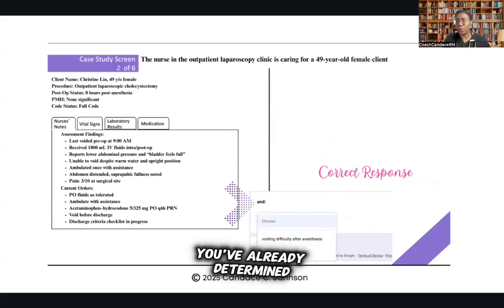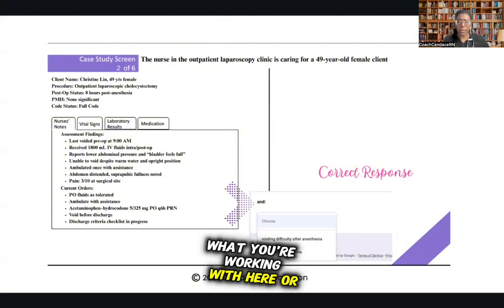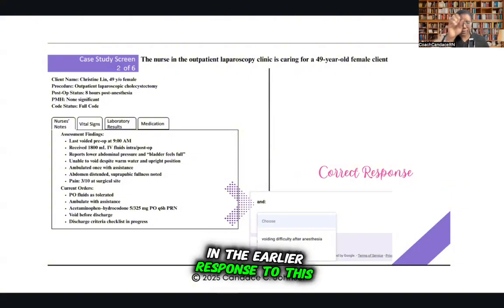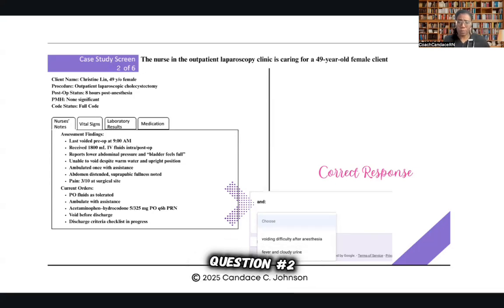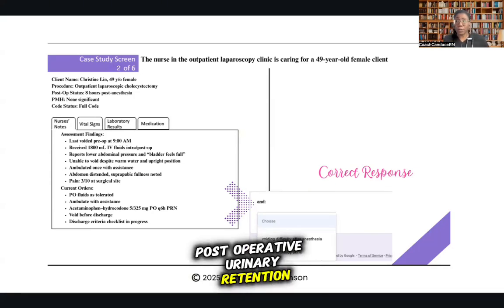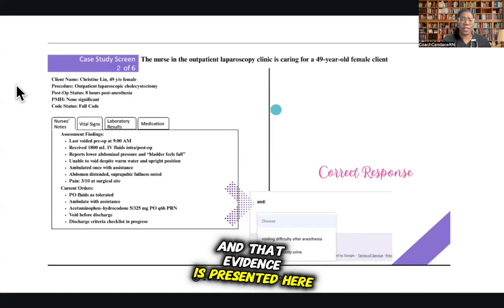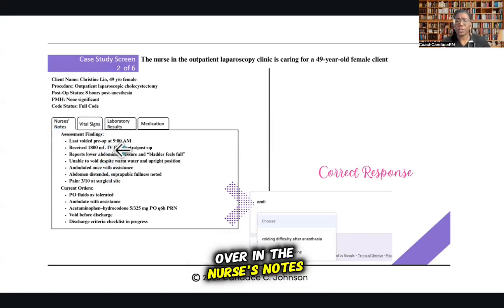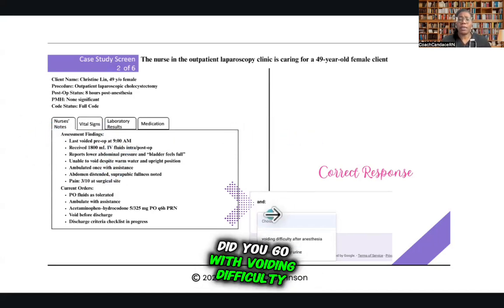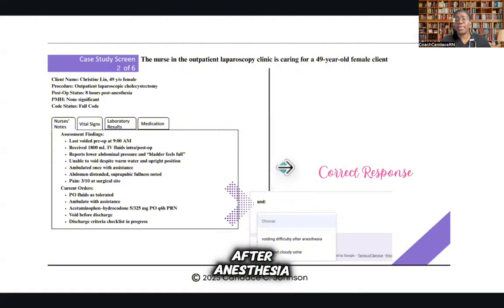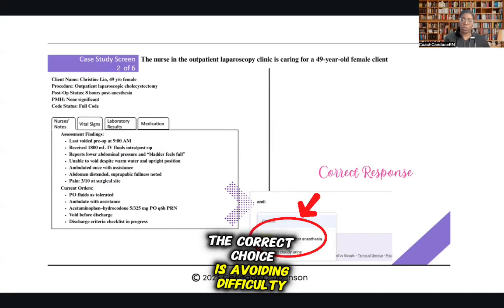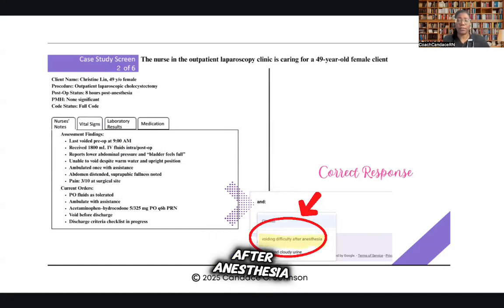We're looking at indicators here of problems that may or may not be associated with postoperative urinary retention. You've already determined in the earlier response to question number 2 what you're working with here, postoperative urinary retention, so this would be the evidence to support that. That evidence is presented here in the nurse's notes. Did you go with voiding difficulty after anesthesia or fever and cloudy urine? The correct choice is voiding difficulty after anesthesia.